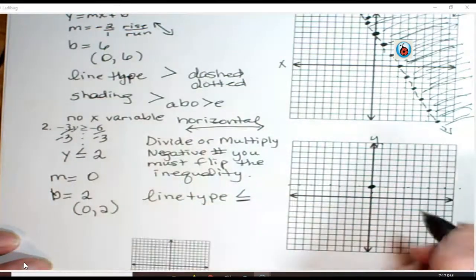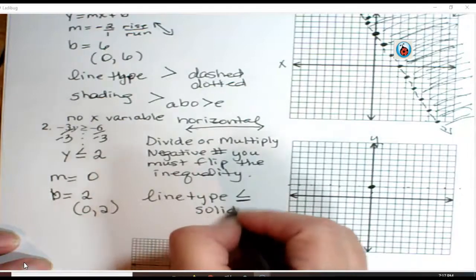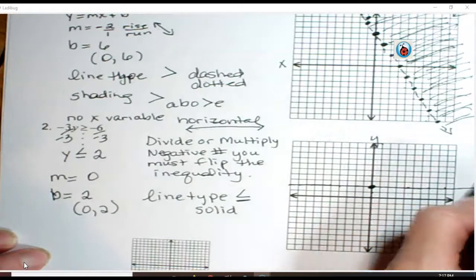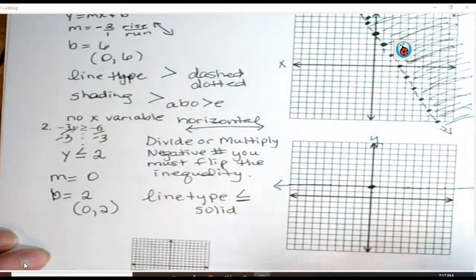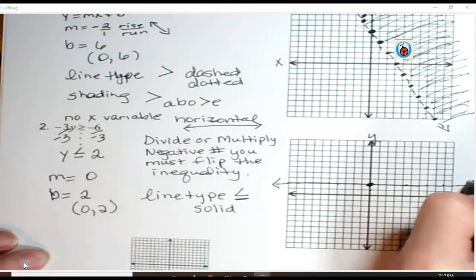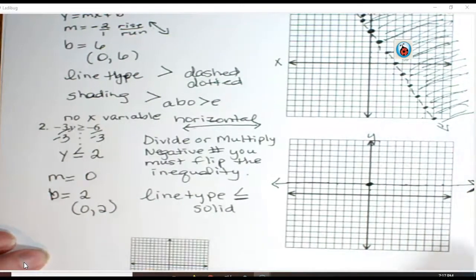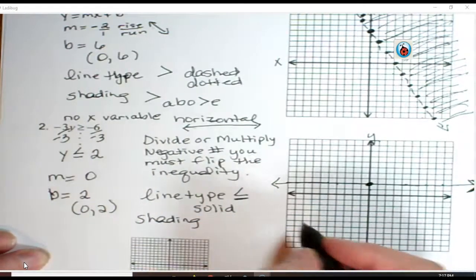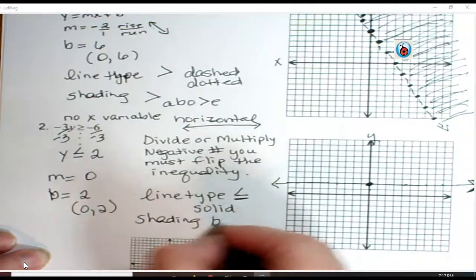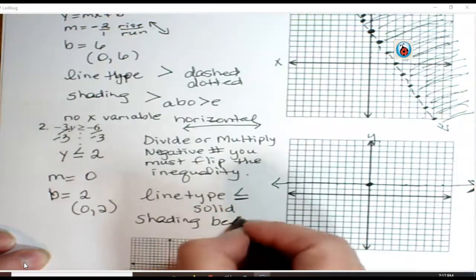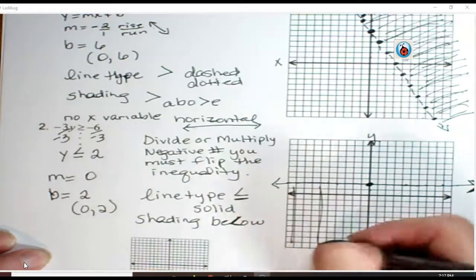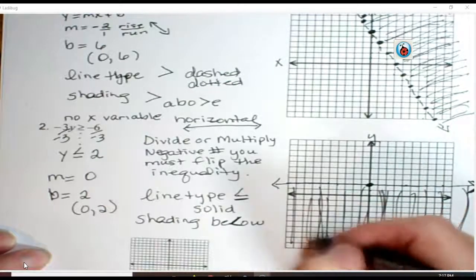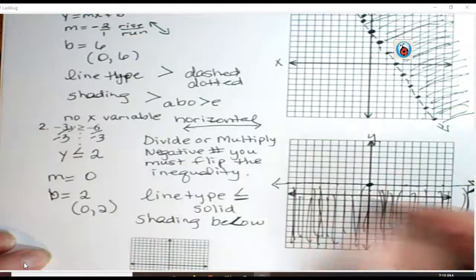Since it had a line right there, it's solid. If it's less than or equal to or greater than or equal to, it's a solid line. That means every point on the line is part of your inequality. Okay, it's part of your solution. Okay, shading. On this one right here, since it's less than, we're going to shade below the line. Below is less than. So that means all the points that are below my y equal 2 line are part of your solution.